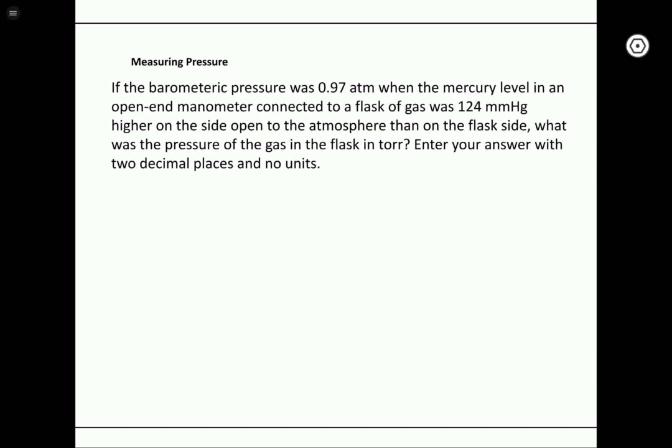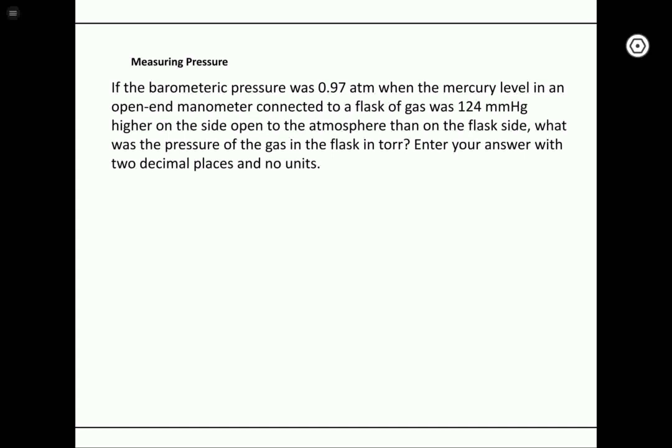So it's kind of a long wordy sentence that we gave you here, but let's read it. If the barometric pressure was 0.97 atmospheres when the mercury level in an open-end manometer connected to a flask of gas was 124 millimeters higher on the side open to the atmosphere than on the flask side, what was the pressure of the gas in the flask in torr? Whoever wrote this problem should have divided it up into two sentences, but the point is we need to know what to do with all this information.